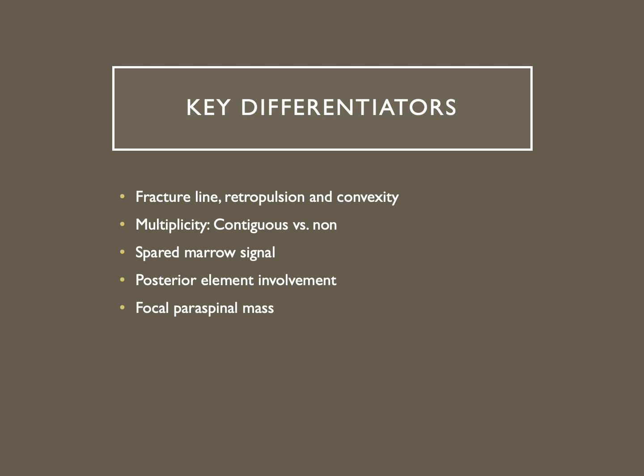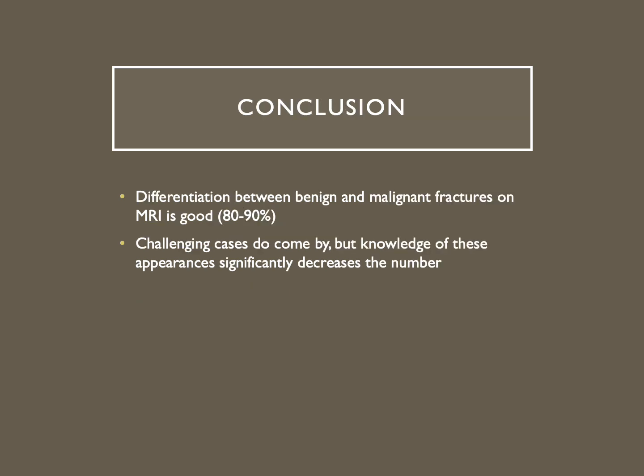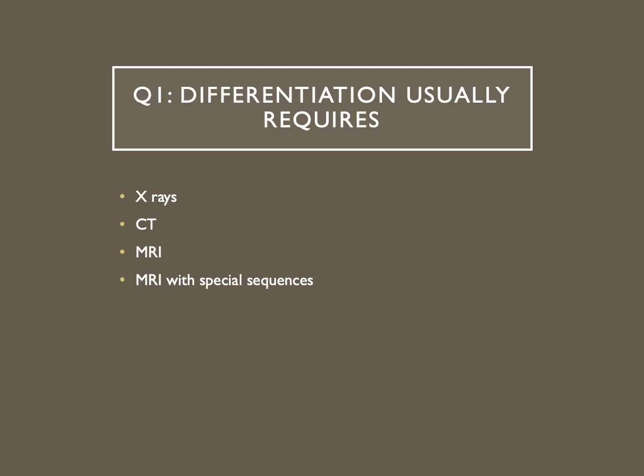So remember, when you're differentiating between malignant and benign compression fractures, it's the fracture line, retropulsion and convexity, multiplicity, sparing of marrow signal, posterior element involvement, and focal paraspinal mass. So we conclude by saying differentiation is pretty good by regular MR, but there are challenging cases and we have solutions for those. Just to review what we've talked about, when you're trying to differentiate between malignant and benign fractures, usually just a routine MRI is enough. You don't need to do anything more.